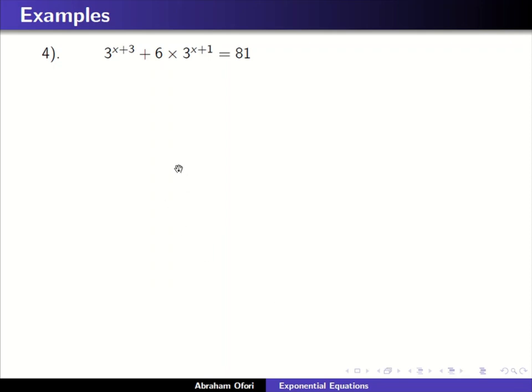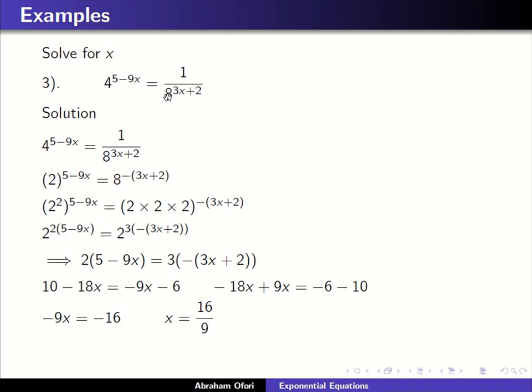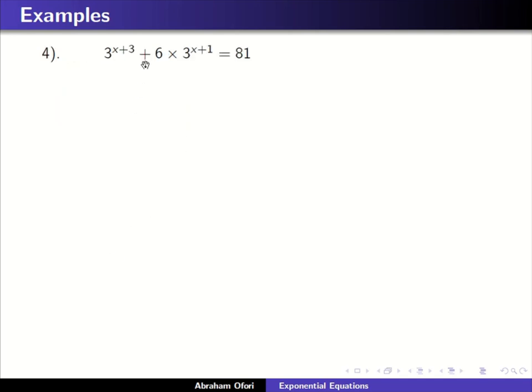Now we are supposed to solve a complex exponential equation. If you can see all of these, we were able to make sure that the base here is the same as the base here and they stand single. But look at the next question. It's like this. We have 3 to the power x plus 3 plus 6 times 3 to the power x plus 1 equals 81. Here there is an addition sign. So how do you go about it?